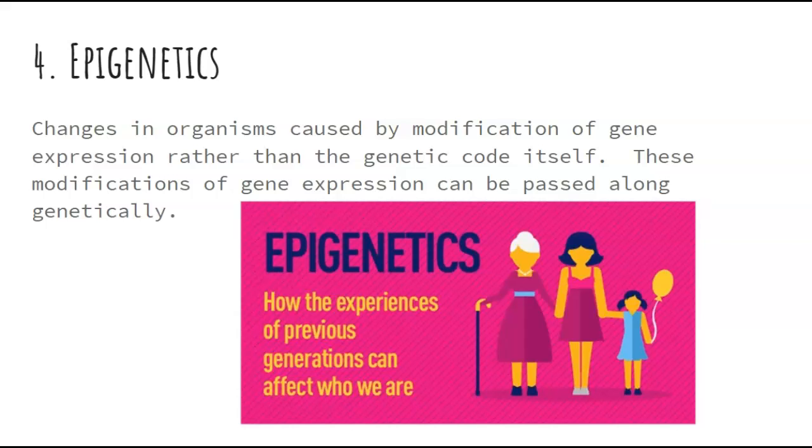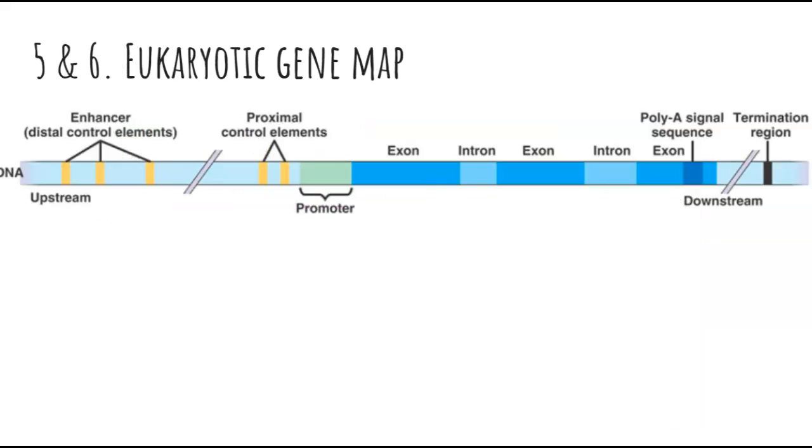Number 6. Nope, number 5. So a eukaryotic gene map. As opposed to having an operon with a promoter and an operator and a terminator, as you can see, there are some similarities and some differences. We still have a promoter. This is where RNA polymerase is going to attach, though it's not quite the same. We have these things, exons and introns. We have a poly A signal sequence and a termination region, okay?